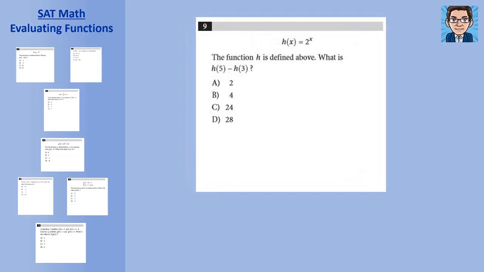Okay, so the first one, we've got h of x equals 2 to the x, h of 5 minus h of 3. So we're just going to put 5 into the function. So h of 5 is going to be 2 to the 5. h of 3, we're going to put 3 in and get 2 to the 3. And if we just subtract them, we get 2 to the 5 minus 2 to the 3rd, or 32 minus 8, which is 24. So the answer for this is C.